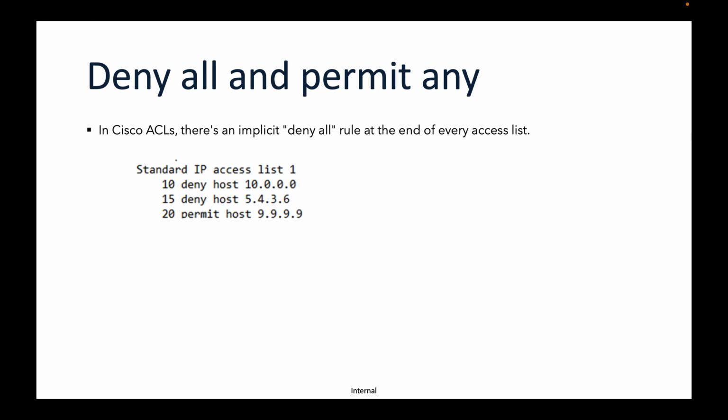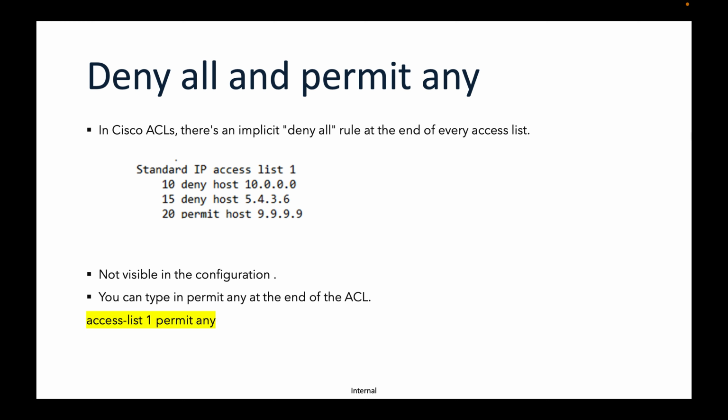And if you want to remove or override this default behavior, you can type in permit any at the end of the ACL. That's why you will find this command in most of your ACLs. It's important to configure permit any at the end of the access list for packets to pass through without any action. So if nothing matches, then it will allow.